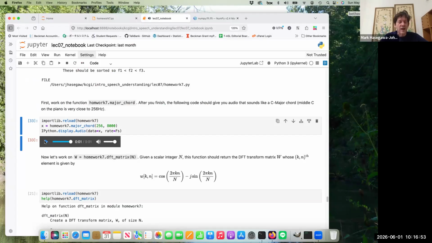So there's our half second of a C major chord. Let's make it an A major chord. Here's a half second of an A major chord. And we can make it a C major chord up 1 half step from the bass or up one octave. There's a C major chord, and we can go back to the original C major chord.